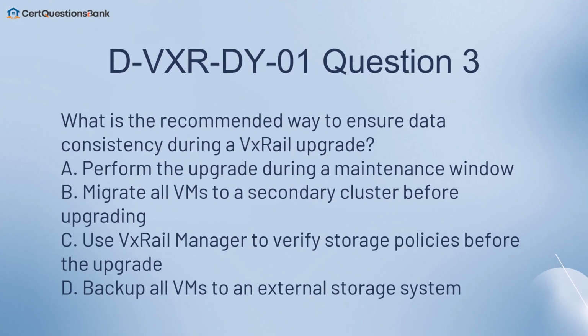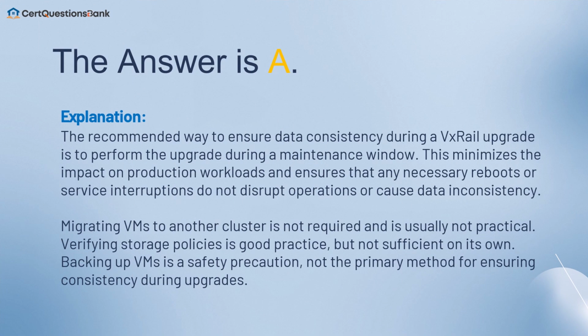What is the recommended way to ensure data consistency during a VxRail upgrade? A. Perform the upgrade during a maintenance window. B. Migrate all VMs to a secondary cluster before upgrading. C. Use VxRail Manager to verify storage policies before the upgrade. D. Back up all VMs to an external storage system. The answer is A.